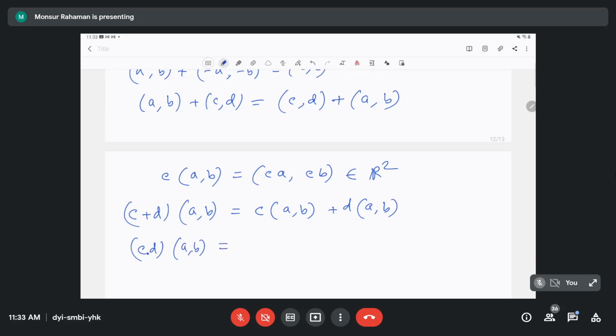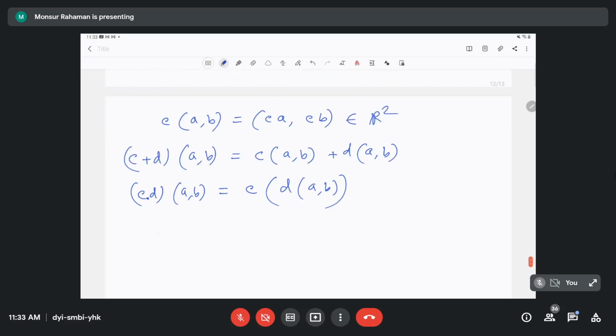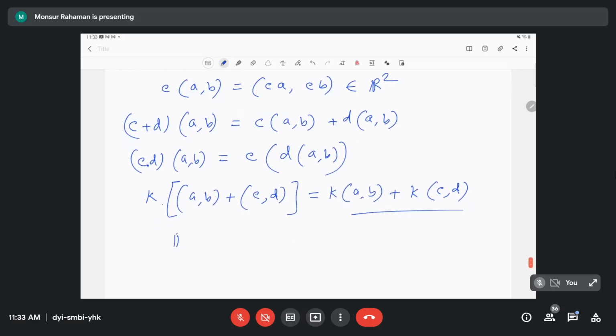This is multiplication, so this is C times (A, B), or you are taking two vectors, let's take K and (C, D). This is the same as multiplying with separate vectors and then adding them. So R2 plus is a vector space with respect to this field R plus dot.